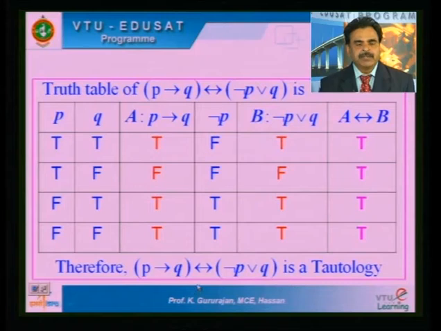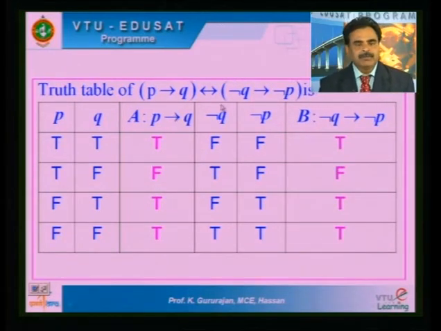Please remember, in a number of situations, we will use this formula: P implies Q is the same as negation P or Q. As you can notice, although these two have the same truth values, we are not writing that P implies Q is equal to negation P or Q, but only equivalence. Once again I am reminding you, never use the symbol of equality in studying logic.